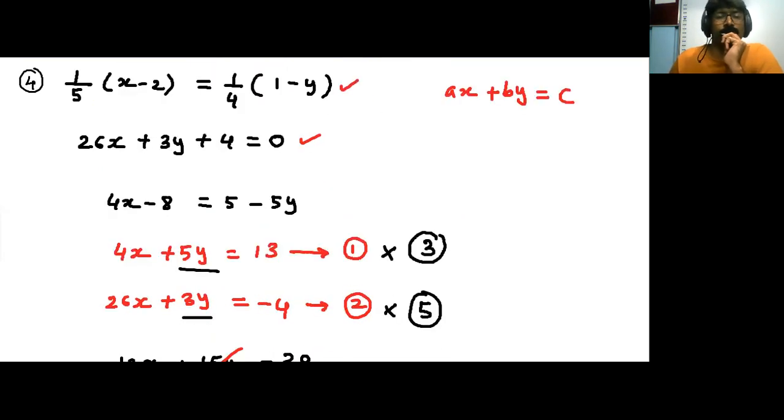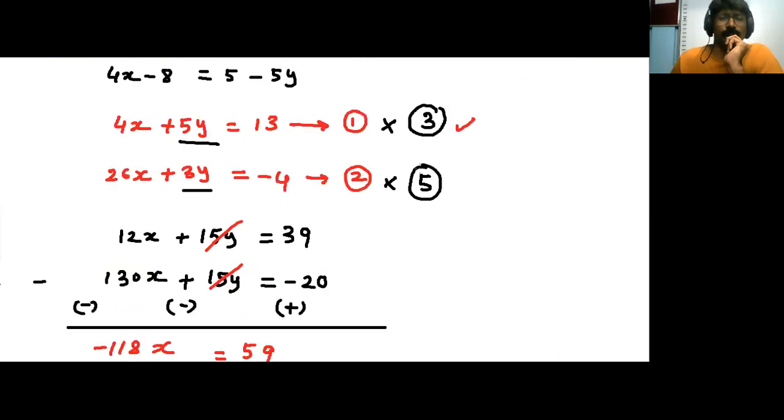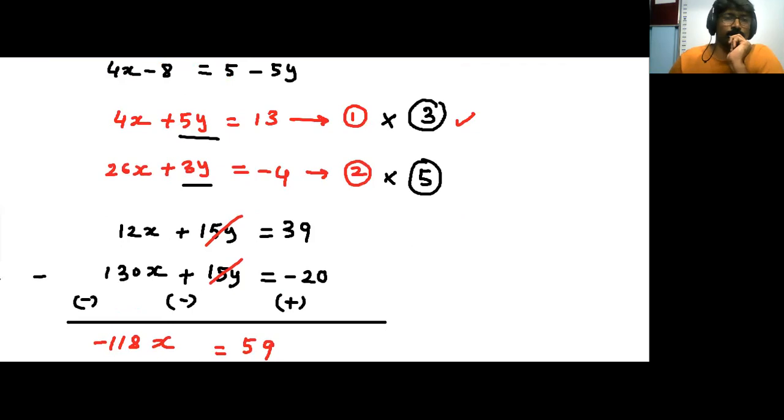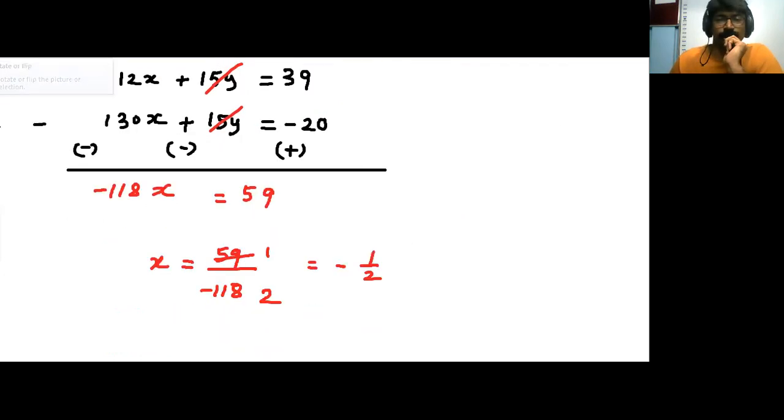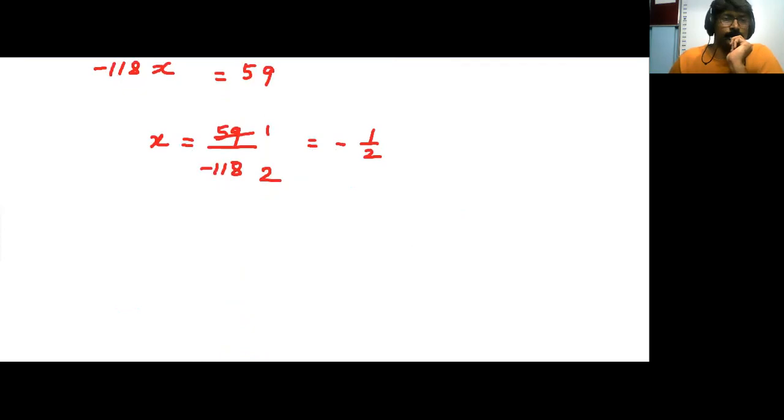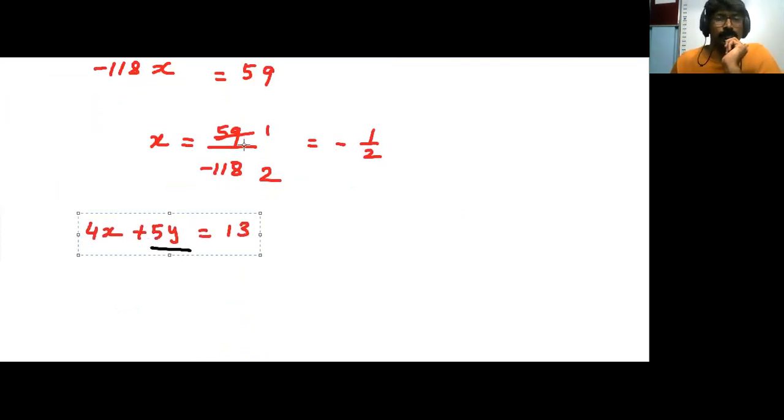Once you get the value of x as negative 1 by 2, we can plug it into any equation and substitute over here. I feel this one is a little simpler to substitute. In equation number 1, I'm substituting: 4x plus 5y is equal to 13. I'll just copy and paste it. So in this equation, once you substitute the value of x as negative half, what happens?